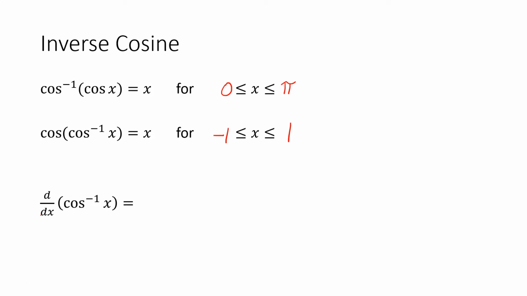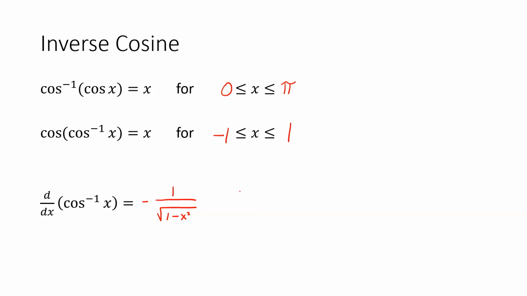Now to get the derivative of cosine inverse, we can basically apply the same strategy we did before, but when we're developing the formula for the derivative, you notice that the sign changes, so it becomes negative now.